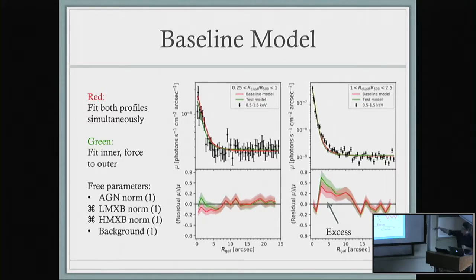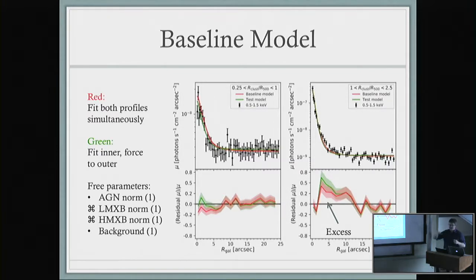We tie, so my bullets here have meaning. The little squiggly thing means we tie the normalizations of the X-ray binaries interior and exterior to R500. X-ray binaries shouldn't be brighter per unit I-band luminosity when they cross the virial radius. That would be really annoying. So we assume that they're tied. And so the point is, without getting into too much detail, the residual on the left is basically flat.